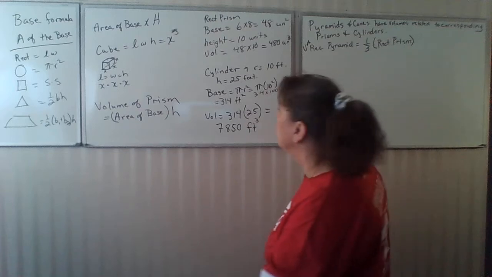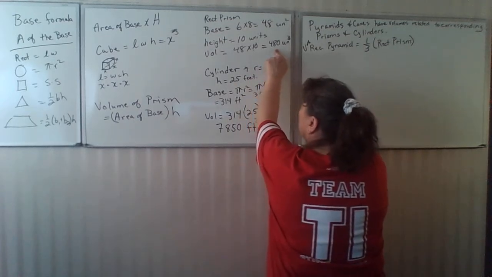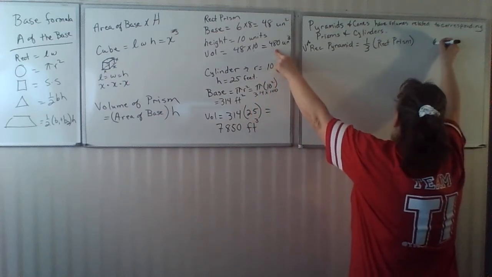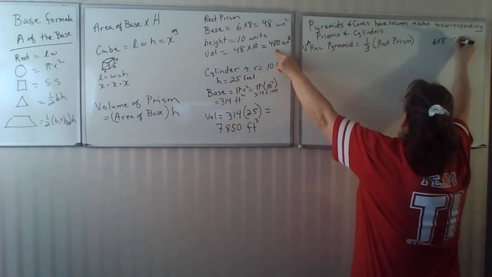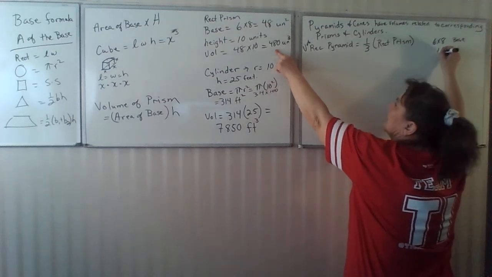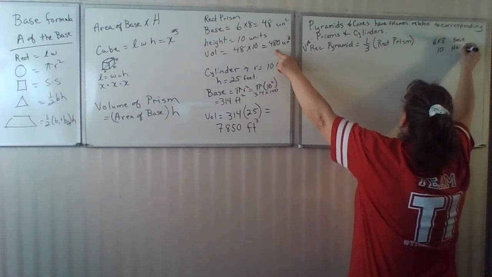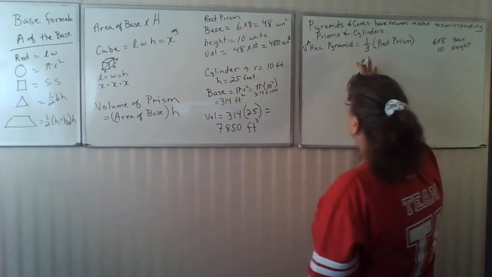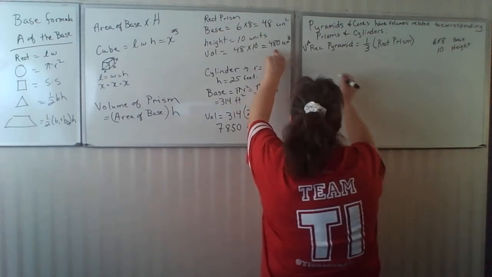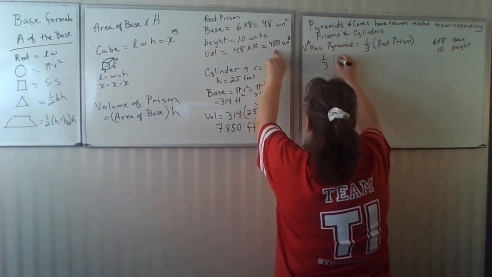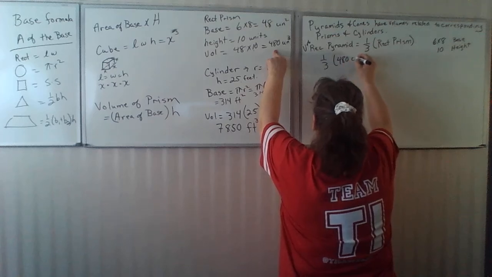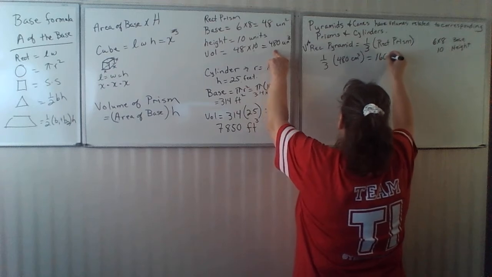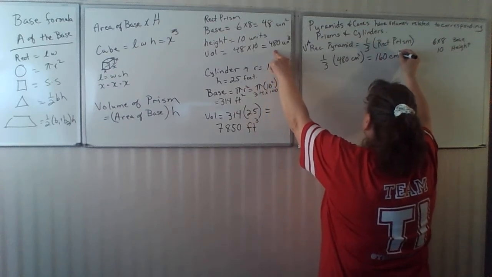Okay, so we know the volume of a rectangular prism that is the same. We're doing the same measurements, 6 by 8 for the base and a height of 10. So it's the exact same thing as what we did over there with our prism. But it's going to be 1/3 that amount. So this is 1/3 of 480 cubic centimeters. So this is going to be 160 cubic centimeters.